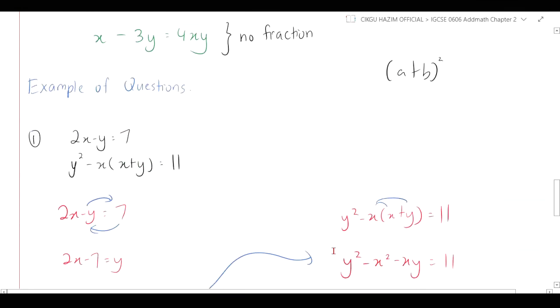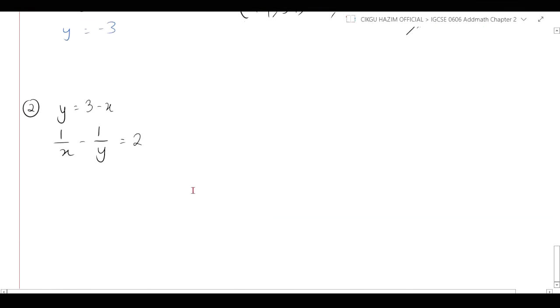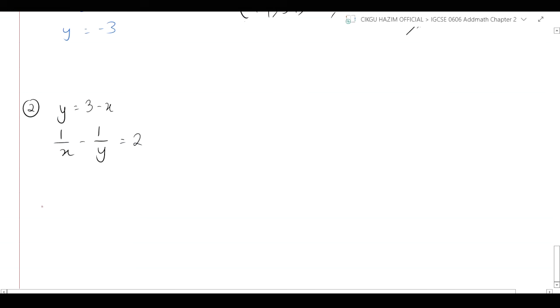Okay, so that is the first example. Now let's look at the second example, which I told you has certain things that you need to simplify. So of course, first of all, you write down everything and divide into sections, left section and right section. So y equals 3 minus x, and on the right here is 1 over x minus 1 over y equals 2. So I can see that on the non-linear one I can simplify and multiply everything by xy.